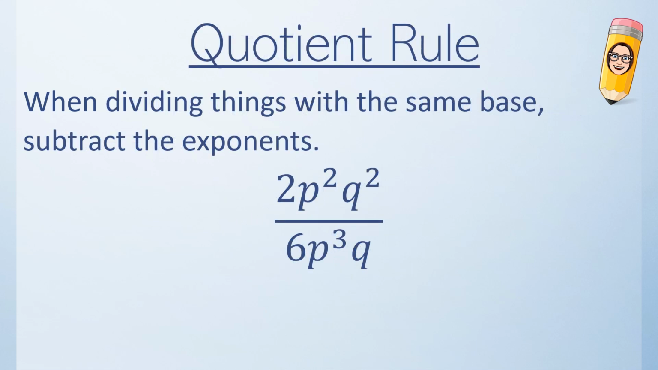The quotient rule is the opposite of the product rule. So when you're dividing things with the same base, make sure to underline that, you subtract the exponents, right? So when multiplying, you add the exponents. And when you're dividing, that becomes subtract the exponents. So they're opposite rules. Again, acknowledge the pieces.